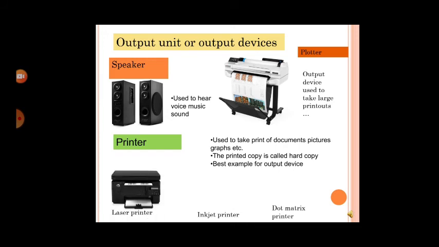Now let us see the printer. Printer is used to take print of documents, pictures, graphs, etc. This printed copy is called a hard copy. So it's the best example of an output device. Many of you have seen the printer, I think. There are three types of printers: laser printer, inkjet printer and dot matrix printer. This is the inkjet printer and this is the dot matrix printer.